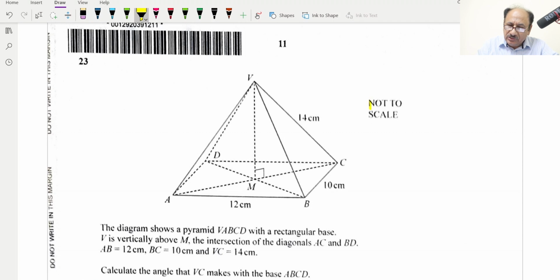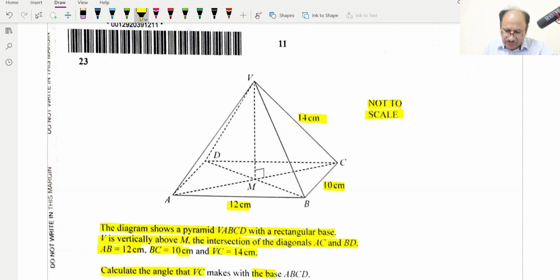Now question number 23. The diagram is not to scale, and the diagram shows a pyramid VABCD with a rectangular base. V is vertically above M, intersection of the diagonals AC and BD. AB is equal to 12. BC is equal to 10, this 10 centimeters. And VC is equal to 14 centimeters. This slanting side is 14 centimeters.